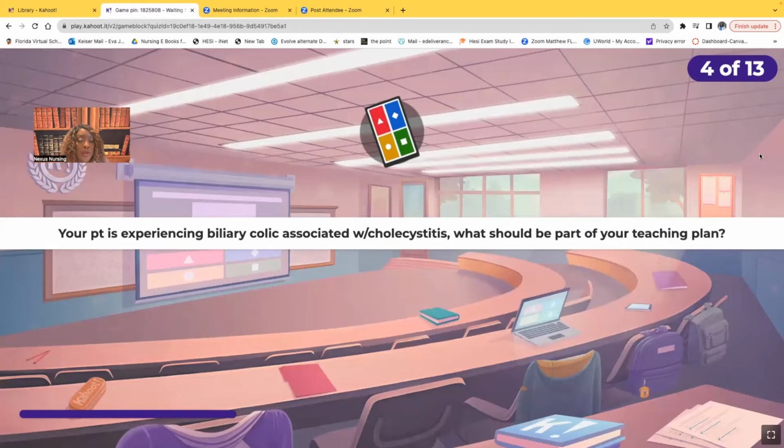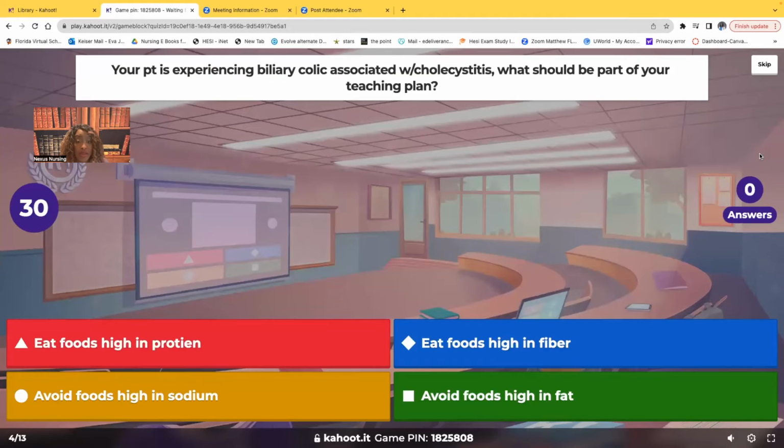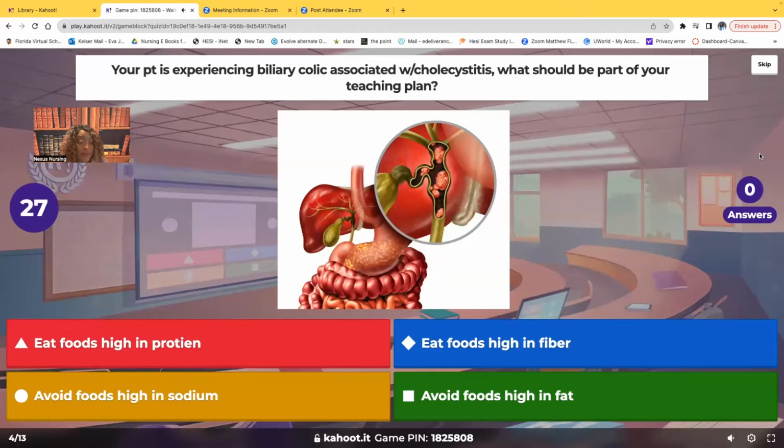Your patient's experiencing biliary colic associated with cholecystitis. What should be part of your teaching plan? Would it be to eat foods high in protein? Would it be to eat foods high in fiber? Would it be to avoid foods high in sodium? Or would it be to avoid foods high in fat? Your patient's experiencing biliary colic that's associated with cholecystitis. What are you going to teach them?